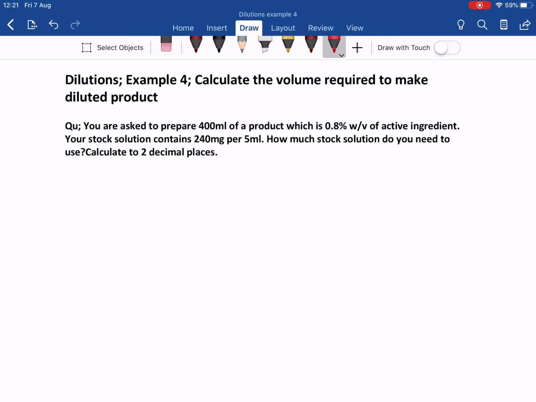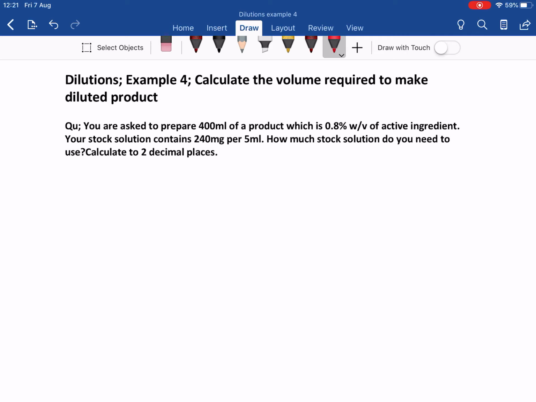You are asked to prepare 400 ml of a product which is 0.8% weight per volume of active ingredient. Your stock solution contains 240 mg per 5 ml. How much stock solution do you need to use? Calculate to 2 decimal places.